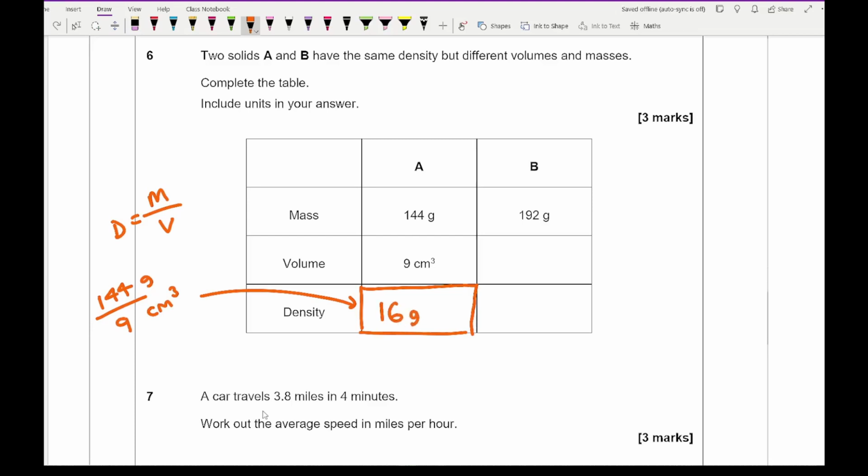So it's going to be grams per centimetre cubed, and those units come from doing mass divided by the volume. Now it tells me in the question that they have the same density, so this is also going to be 16 grams per centimetre cubed. Then working out volume, rearranging the formula, that's going to be mass over density. So here I'm going to do volume equals 192 divided by 16, and that gives me an answer of 12, and the units for that are going to be centimetre cubed.